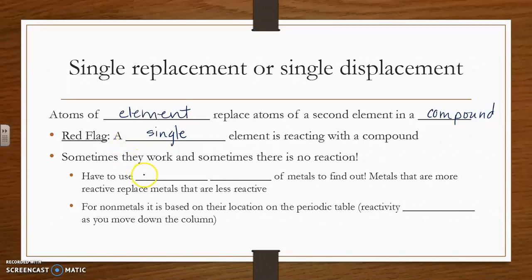You have to use the activity series of metals to find out if you have a metal trying to replace another one. If it's a non-metal trying to replace a non-metal, you have to look at their location on the periodic table, and the reactivity will decrease as you move down the periodic table. We'll get more into the activity series in the next unit. Right now, you just need to be able to recognize a single replacement reaction.